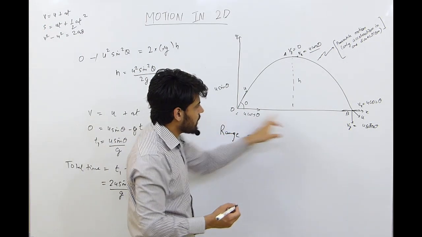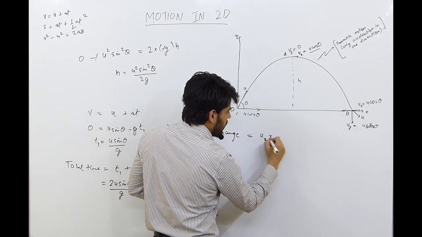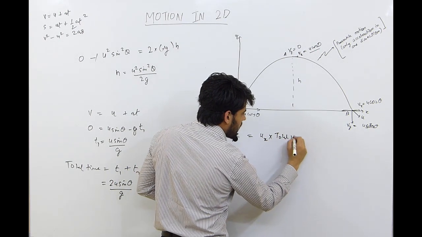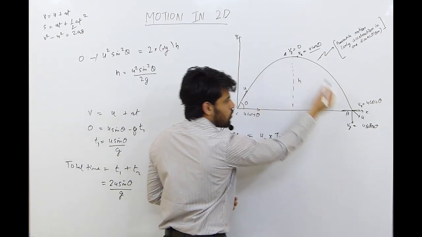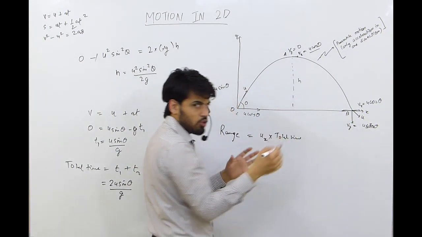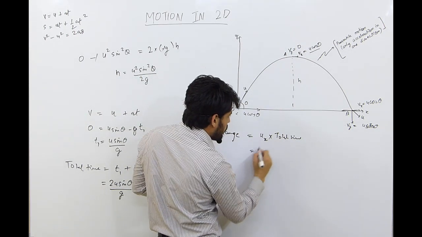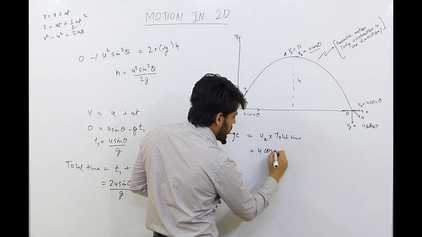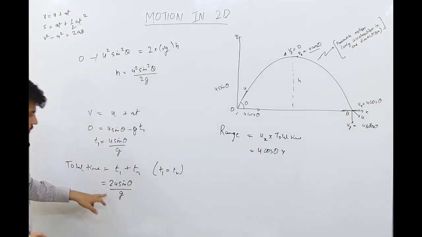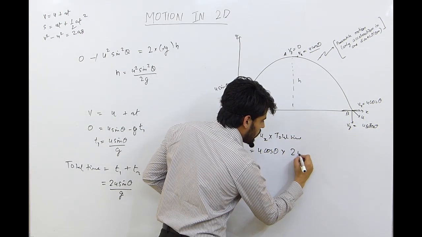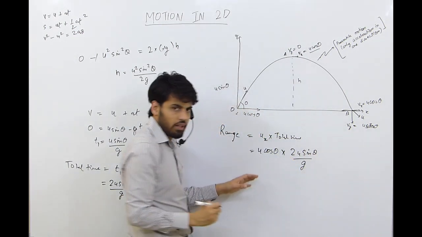Here we are using range is equal to speed in this direction, that is ux, into total time taken, because the time taken for the object from O to B will be the same as this time, because time is universal and it is counting simultaneously for both the events. So ux is u cos theta, and total time we take from here, 2u sin theta by G. I think it's clear to you.